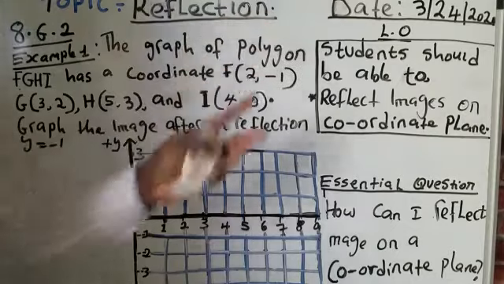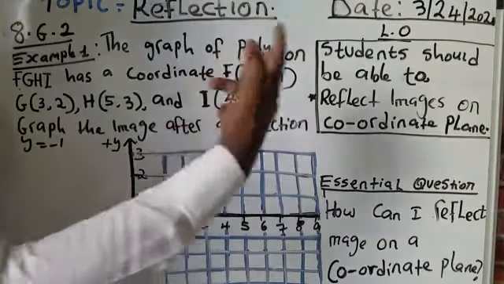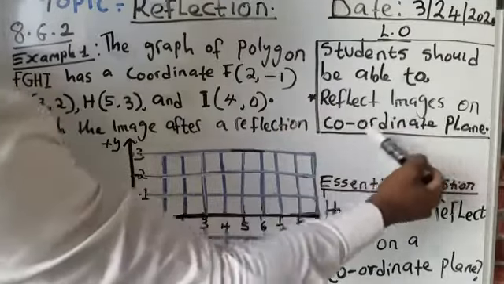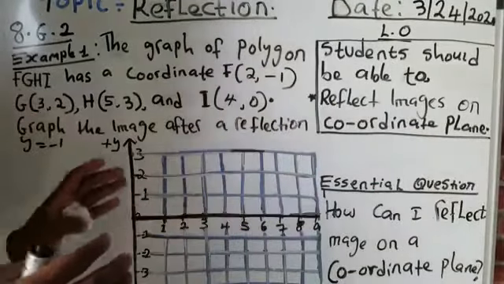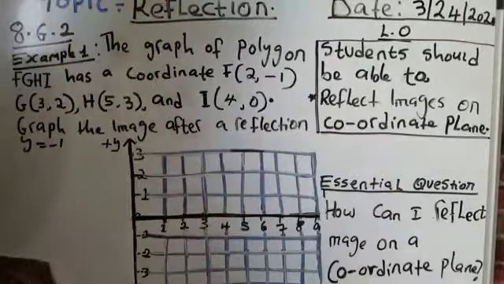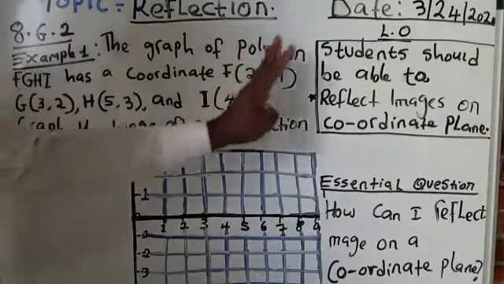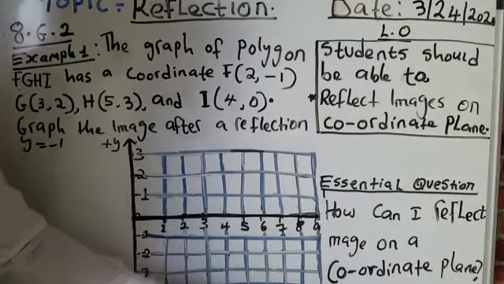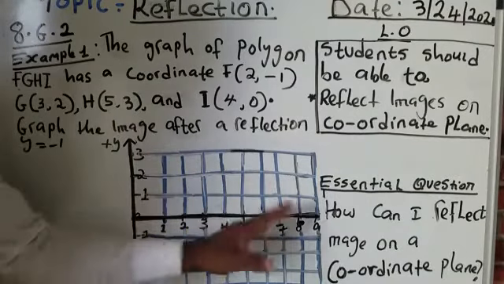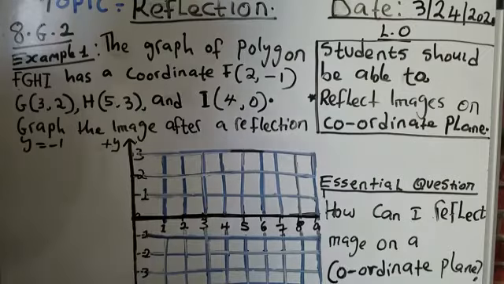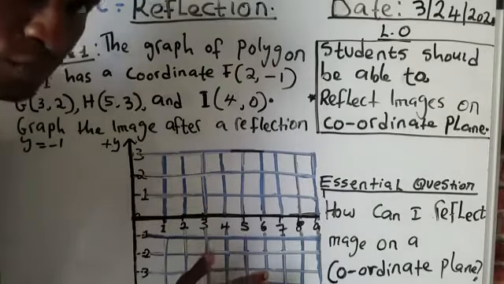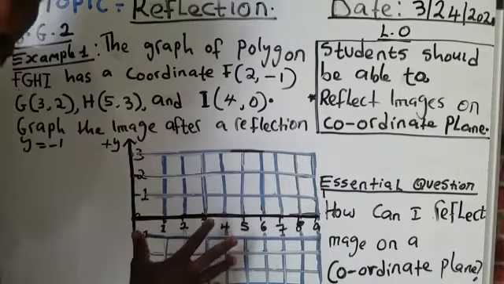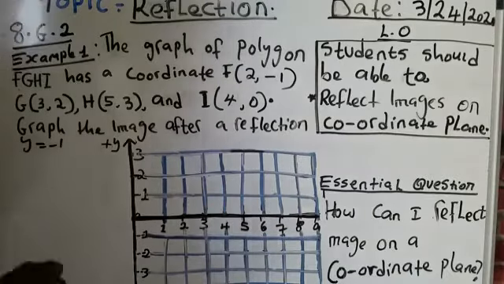Today we're going to be working on reflection, and the learning objective of today is students should be able to reflect images on a coordinate plane. So these are the problems we have before us, and this is a graph, a rough work for us to understand how to reflect images. So this is just like your graph book. Whenever you are graphing at home, try to picture this graph on the board so you can work with it. They are the same thing.